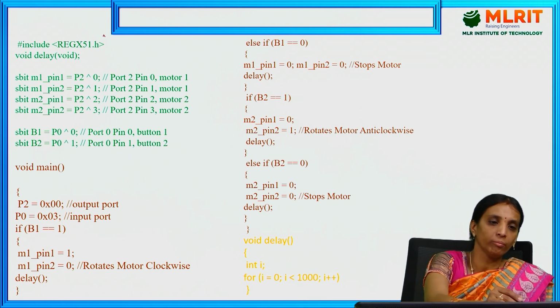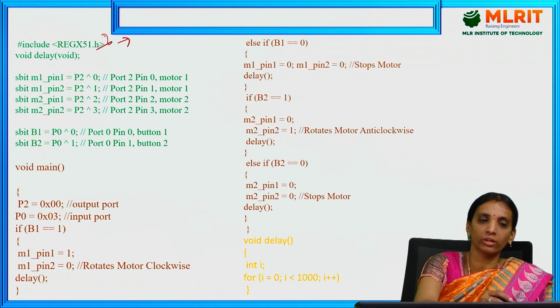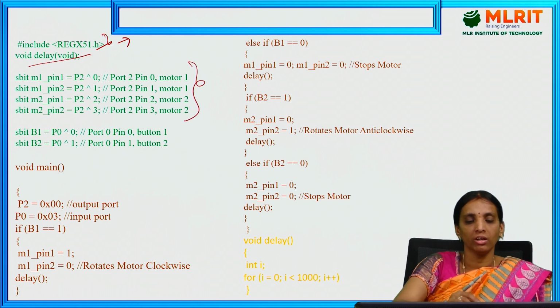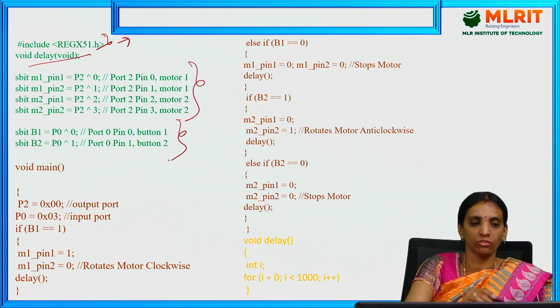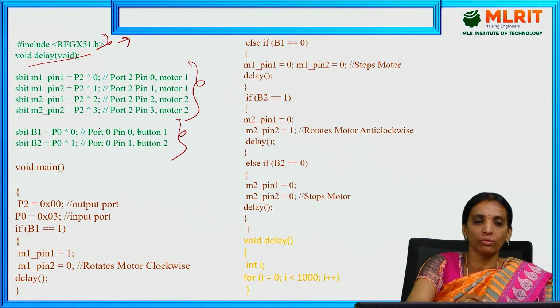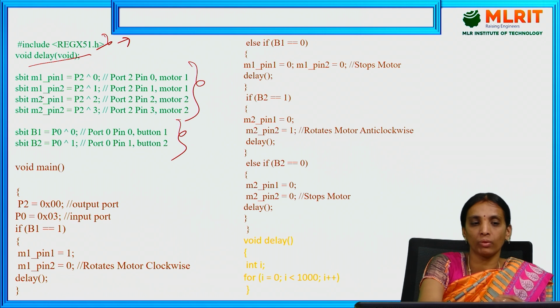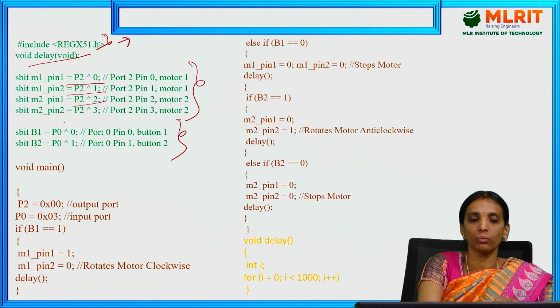This is the preprocessor directive, this is the function declaration, and these are the variable declarations. These are the pin declarations. Here the port 2 pins are used for connecting with the motors. For motor 1 we are using port 2.0 and 2.1, and for motor 2 it is 2.2 and 2.3. Next, port 0, the 0th bit 0.0 and 0.1.